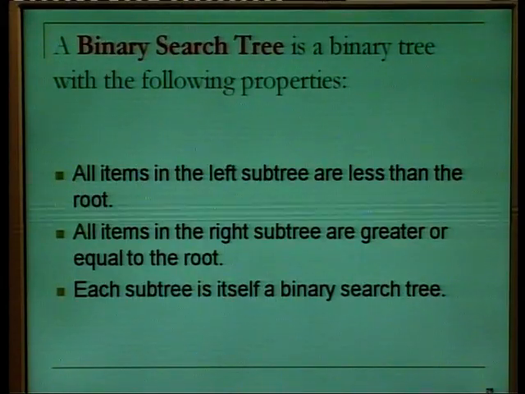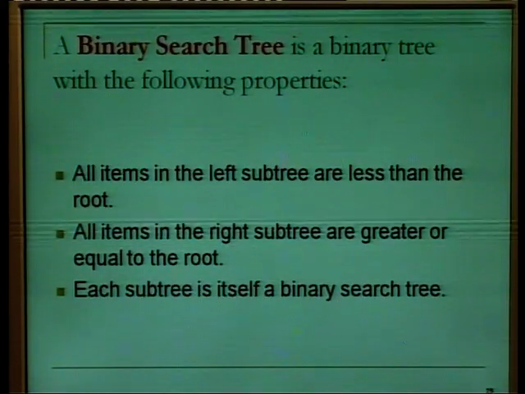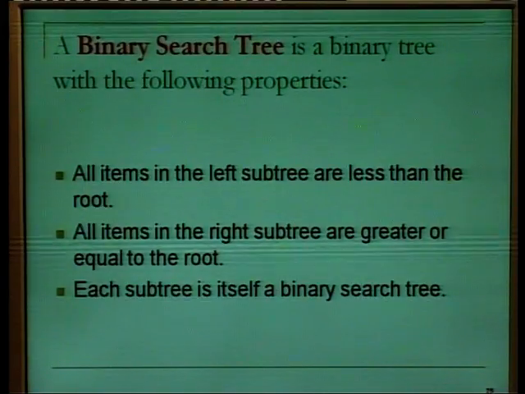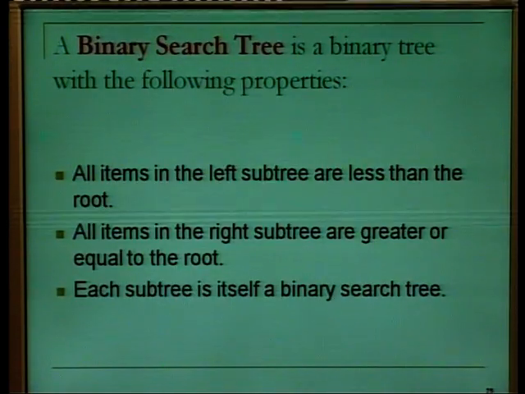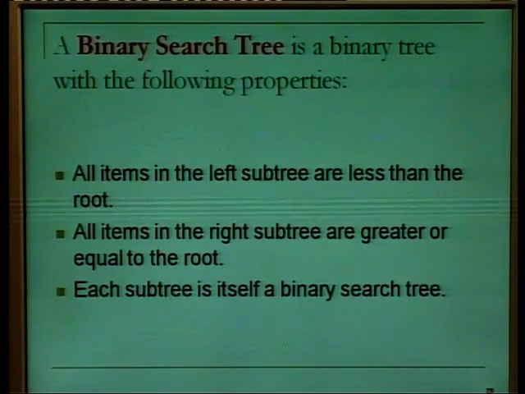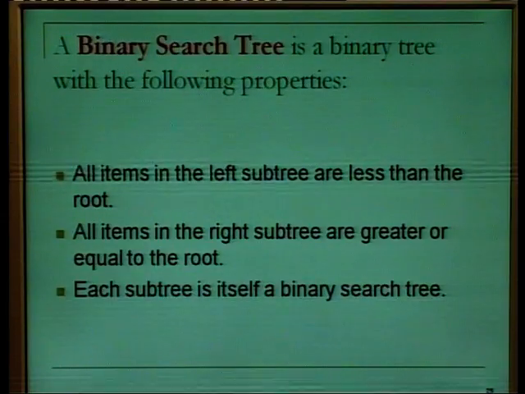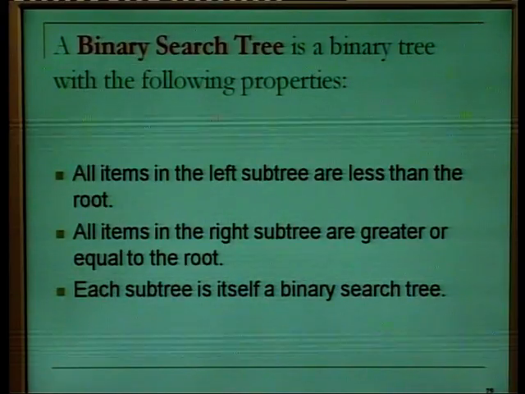Now we will discuss what a binary search tree is. A binary search tree is a binary tree with the following properties. So this is an extension to the binary tree. All items in the left subtree are less than the root. So we can say it is a sorted tree or a sorted data structure, because there is a condition that all the nodes of the left subtree will be less than the root, and all items in the right subtree are greater than or equal to the root. Each subtree is itself a binary search tree.